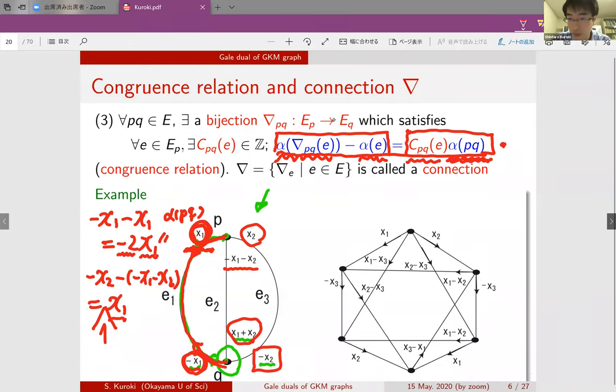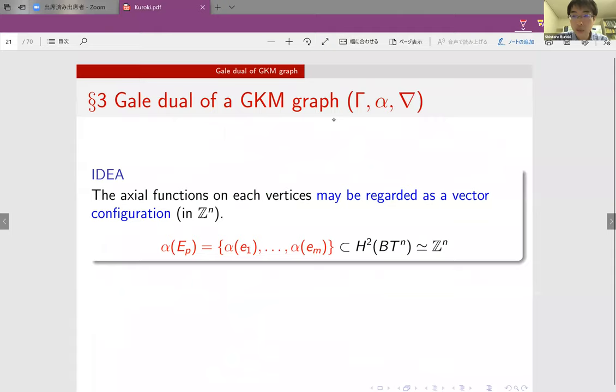Okay, let's progress. So I'd like to define the Gale dual of the GKM graph. Maybe you remember that the Gale dual is a dual of configurations. So we want to find some configuration from the GKM graph. Actually, the axial functions on each vertex may be regarded as vector configurations in Z^n. So this is our starting point with my student.